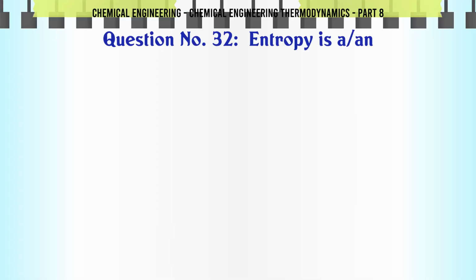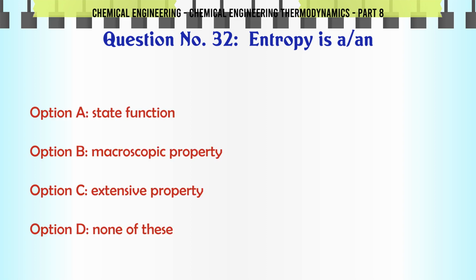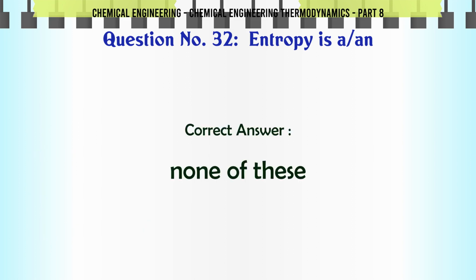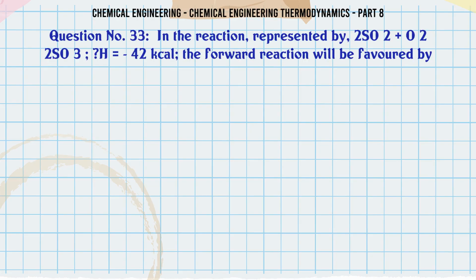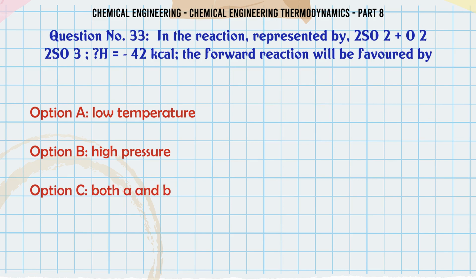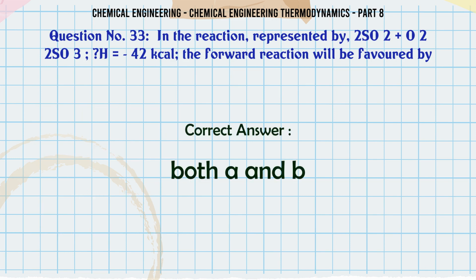Entropy is: A. state function, B. macroscopic property, C. extensive property, D. none of these. The correct answer is none of these. In the reaction represented by 2SO2 + O2 ⇌ 2SO3, ΔH = -42 kilocalories, the forward reaction will be favored by: A. low temperature, B. high pressure, C. both A and B, D. neither A nor B. The correct answer is both A and B.